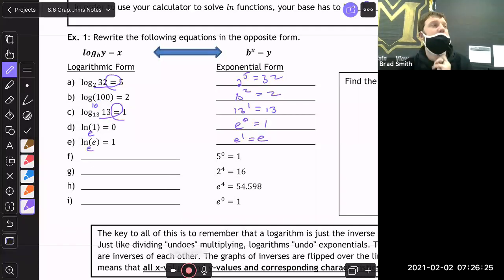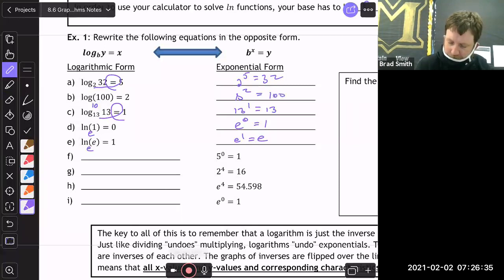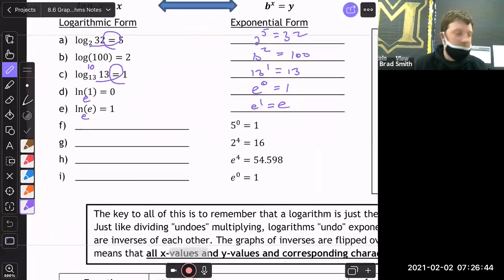Now, rewriting from exponential to log. What's up? 10 squared equals 100? Yeah. What did I put, 2? There you go, 100% right. 10 squared is not equal to 2. All right. So that should be pretty straightforward.